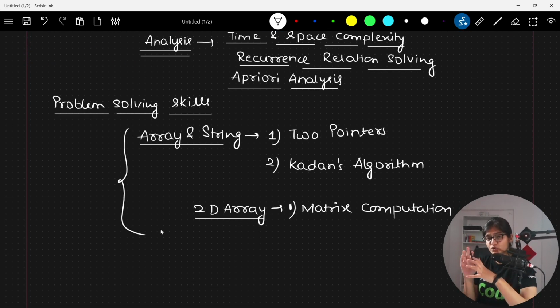And you will observe that in most very good companies, specifically in very good startups, they just ask questions totally based on arrays and strings, because they want to check your problem-solving skill, which can easily be determined if someone is good with these questions.